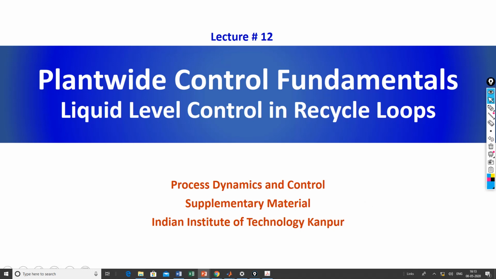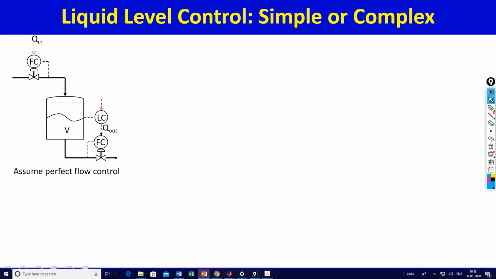So consider the simplest of problems, single tank, single flow in, single flow out. There is a flow in which is independently set and the tank level is being maintained by adjusting the flow out. A level controller does that. Level controller manipulates Q out to hold V, and for this system let's just write the material balances.